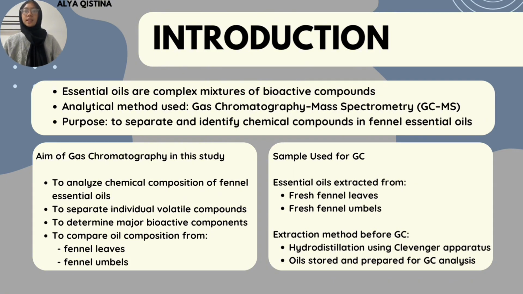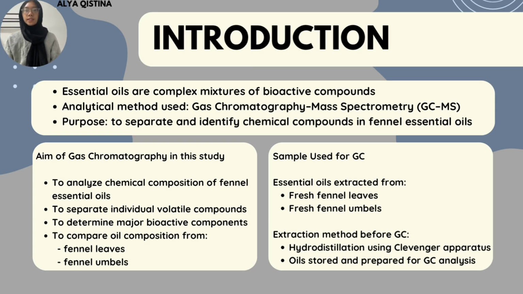The main purpose of this study is to separate and identify the chemical compounds present in fennel essential oils. The aim of gas chromatography in this research is to analyze the chemical composition of fennel essential oils, separate the individual volatile compounds found in the oils, determine major bioactive components, and compare the chemical composition of oils obtained from 2 different parts of the fennel plant, which are the fennel leaves and the fennel umbels, which are the flower clusters. Through GC analysis, the researchers were able to identify which compounds are the most abundant in each sample.